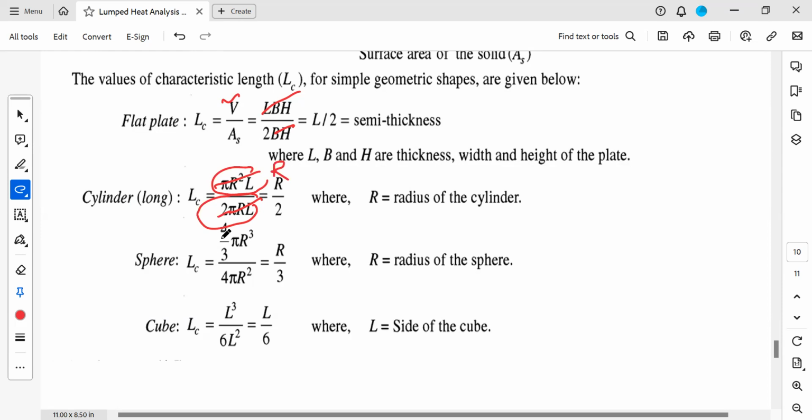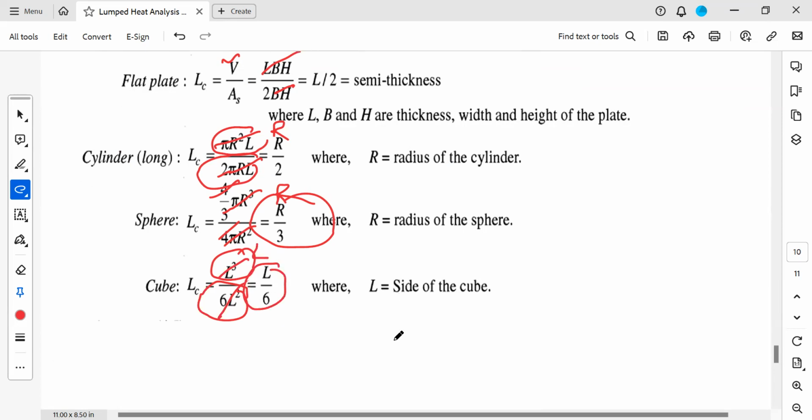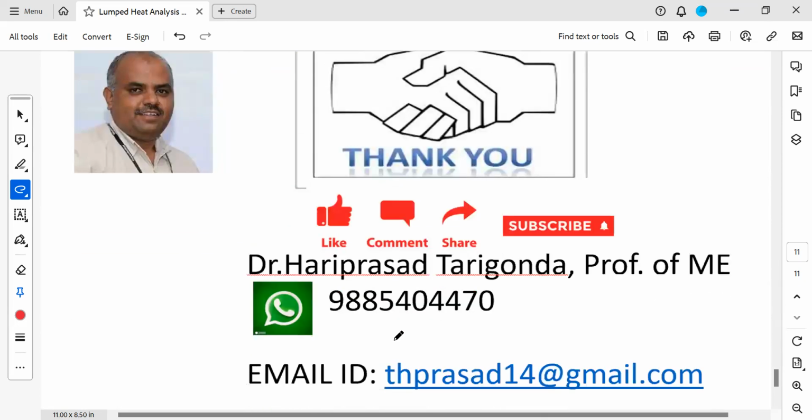For the sphere, 4 by 3 pi r cube and 4 pi r square. Pi r square and pi r square get cancelled, and 4 and 4 also get cancelled. You get r by 3. For the cube, the volume is L cube and the surface area is 6L square. Therefore, L square and L square get cancelled. So finally, that gives the characteristic length Lc. So this is about the lumped heat analysis.